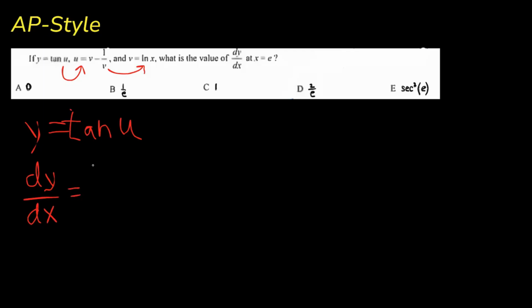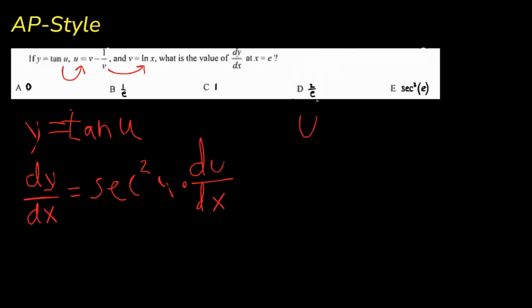Oh boy, so y equals tangent of u. Now, the difficult thing is u is linked to v because u is a function of v, but v is also a function of x. So if we want to take the derivative of y with respect to x, this is going to be the derivative of tangent, which is secant squared u times the derivative of u with respect to x.